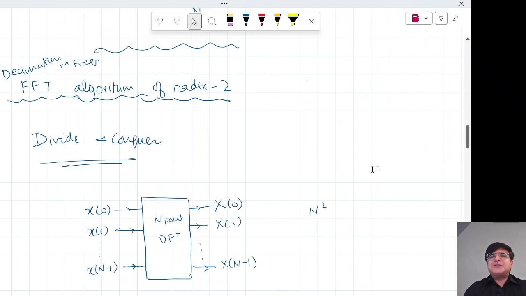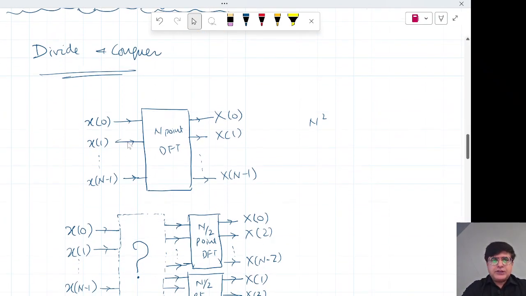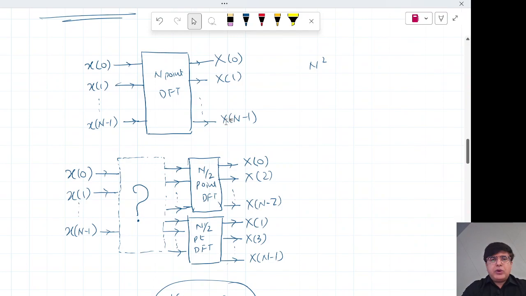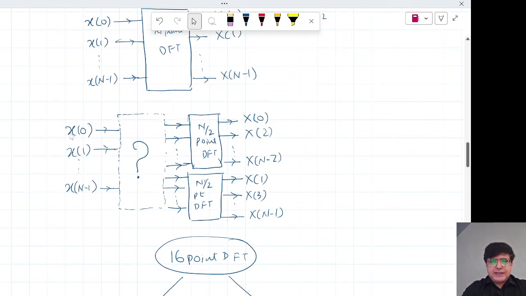But in the context of DSP, what is divide and conquer? You divide the problem into smaller, simpler problems, and you solve those problems instead. So let's say you have an N-point DFT. This is the N-point DFT block that just computes the N-point DFT of these N inputs. The input is a signal and the output is the DFT. Now, the basic idea behind FFT is that you have the same length input, but you do something to the input such that the output you then give to two N over 2 point DFT blocks, in a way that first you get the even index coefficients of the DFT, and next you get the odd index coefficients of the DFT.